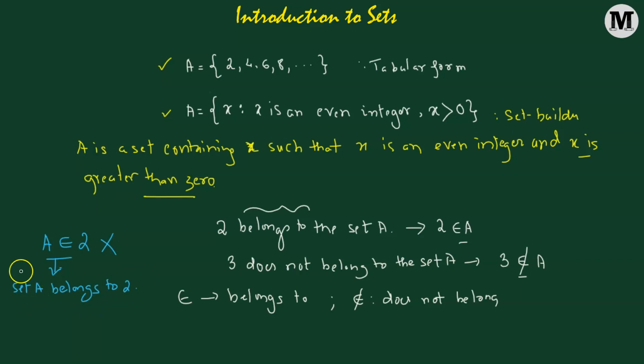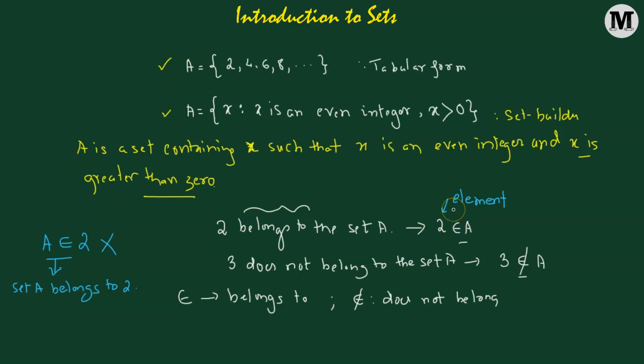It's not the set A that is contained in 2. So that's why it's very important how we write it, notation-wise. We start with the element. Then we use the symbol either belongs to or does not belong to, followed by the set. So you have to be very careful when you express an element in this particular fashion.